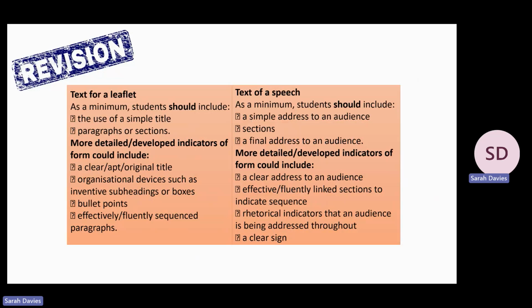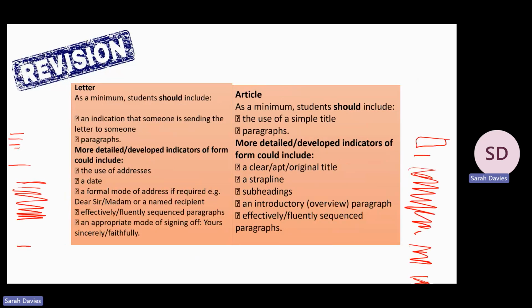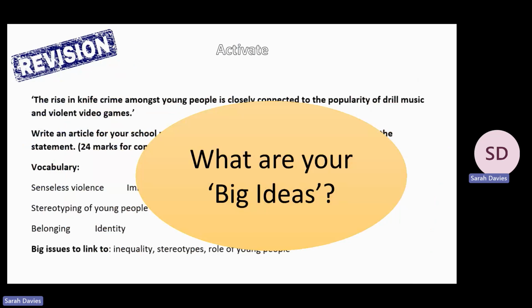But in none of these forms should we hear, or should we see, that starting line of, I am writing this speech too, I am writing this letter too, I am writing this article too. Those are the two biggest faux pas, aren't they? One, acknowledging what form it is, other than aesthetically, and two, repeating the statement. We do not want a repetition of whatever statement is in front of us. So those are just two big points to start off with.